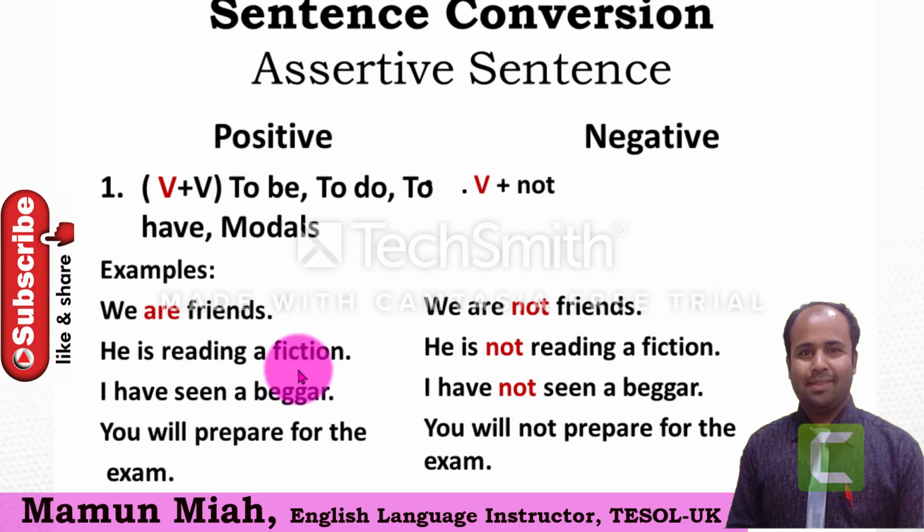"He is reading a fiction." Here two verbs, okay? The first one is auxiliary. That is why you will use "not" after "is". In the same way, "I have seen a beggar." Here, "I have not seen a beggar." "You will prepare for the exam." Here "not" after "will", okay? That means if you find a sentence with two verbs or to be verbs, after the auxiliary you will use only "not" to make it negative.